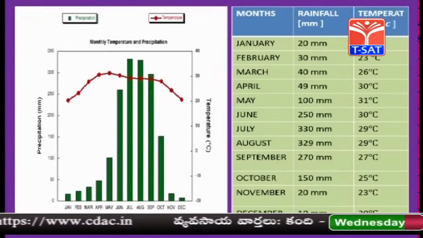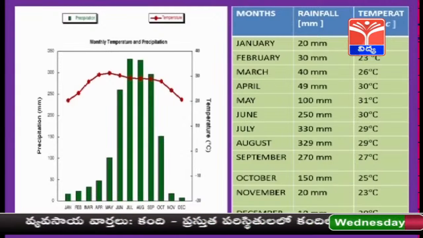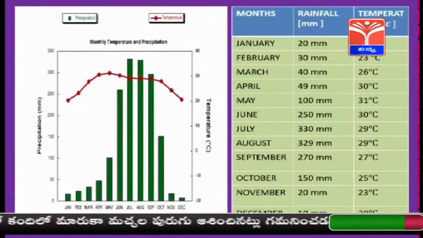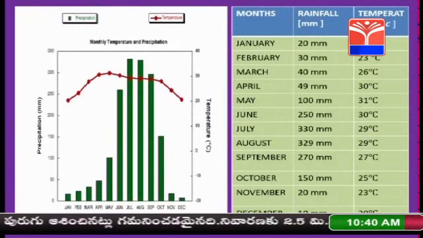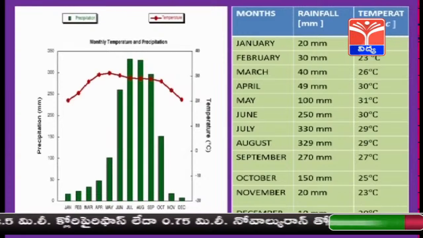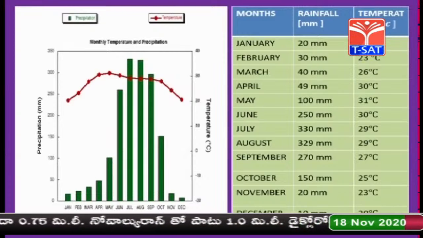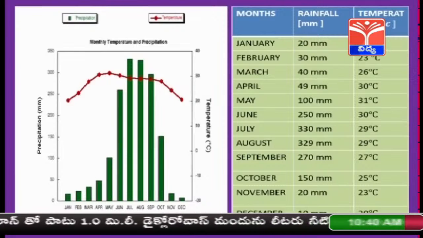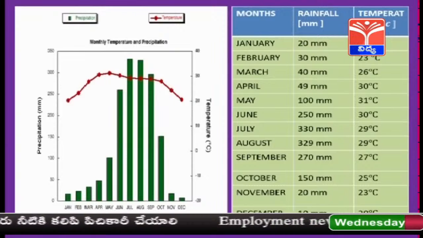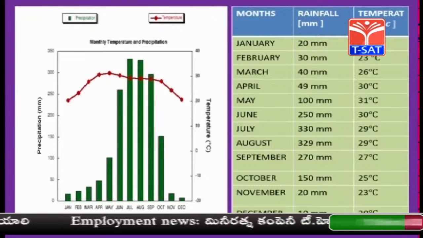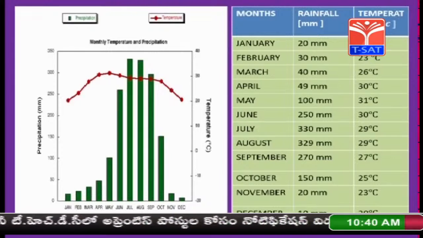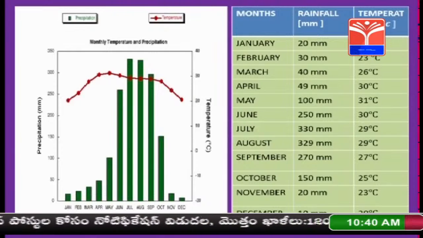First, before drawing the graph, you need to know the minimum and maximum rainfall and the minimum and maximum temperature. Can you tell me what is the minimum rainfall here? It is 10 millimeters and maximum is 330 millimeters. And what about temperature? Minimum is 19 degrees Celsius, maximum is 31 degrees Celsius. So, shall we plot the figures on the graph?